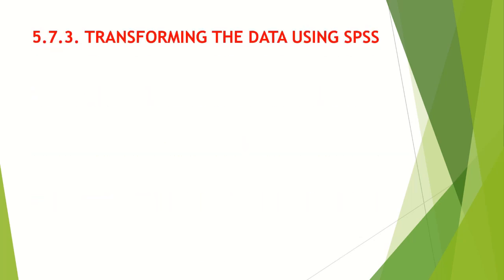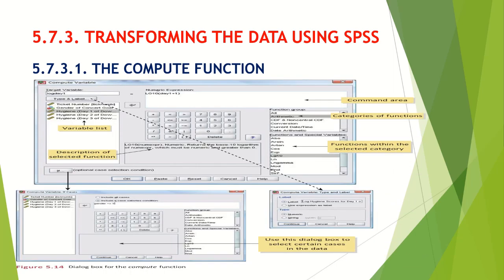So how do we transform the data using SPSS? But before that, let us first familiarize ourselves with the compute function. The parts of the compute function. On the upper right corner is the command area. Below the command area is the function group. There you can see the categories of functions, and below is the functions and special variables.